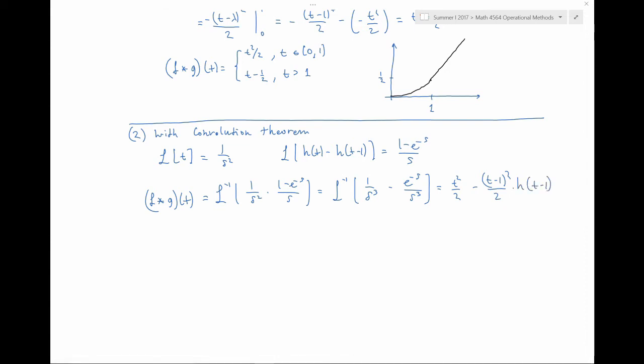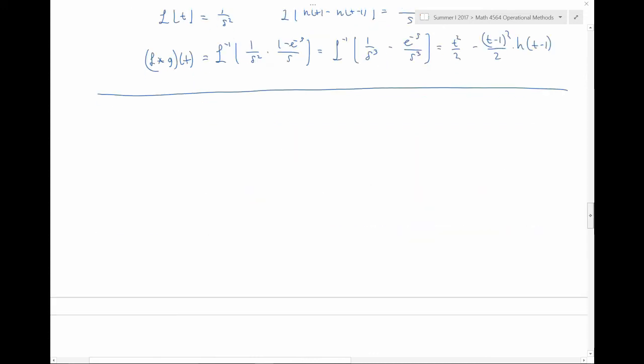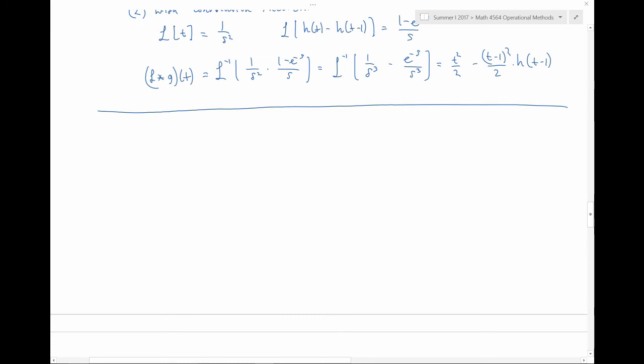When t is less than 1, the Heaviside function will zero everything out, and the t squared over 2 is going to be the value of the function. When h of t minus 1 becomes 1, this expression will simplify into t minus 1/2. So we get exactly the same function in the result, except it was a lot faster. Before we go further, I'd like to mention a few things.